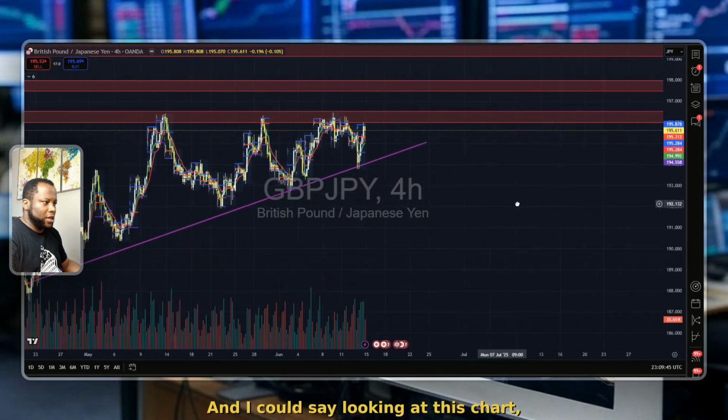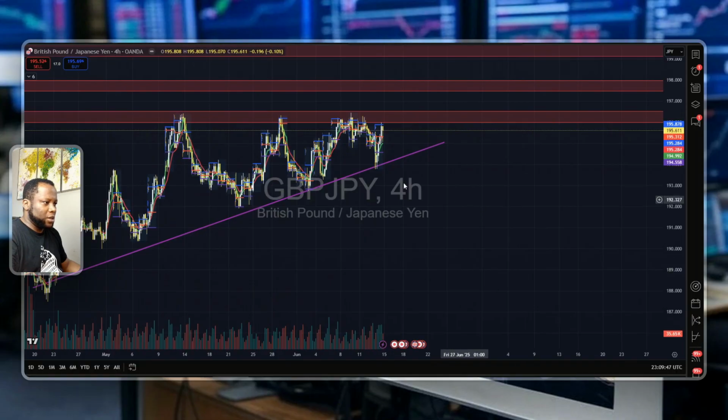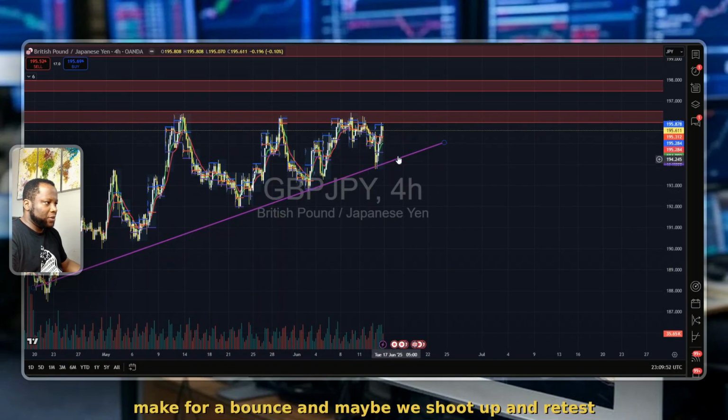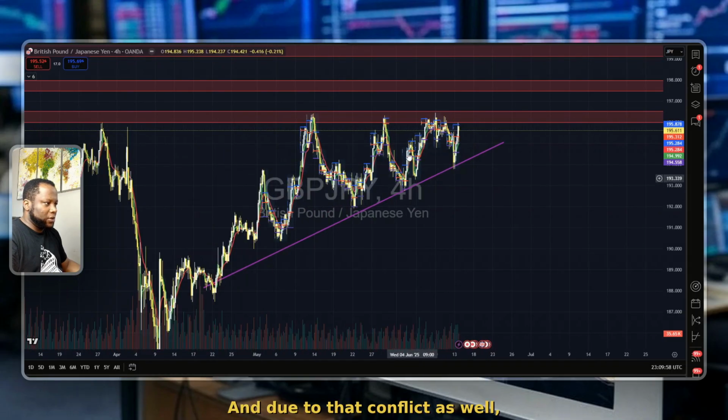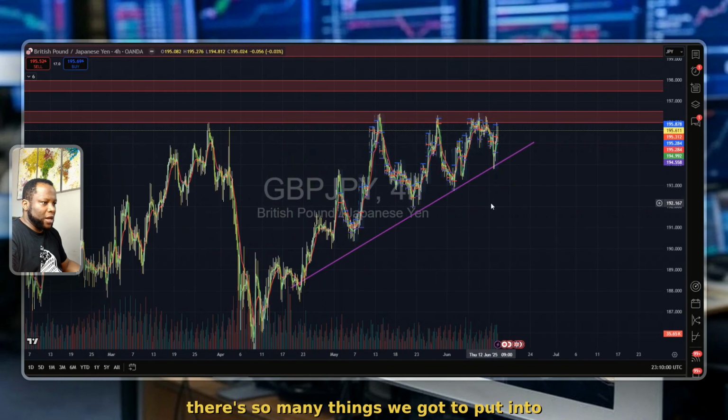And I could say, looking at this chart on the 4 hours, we have this upper trend line. Price may reject here, make for a bounce, and maybe we shoot up and we test the supply or this resistance or more. Okay. And due to that conflict as well, there are so many things we have to put into consideration about this price.